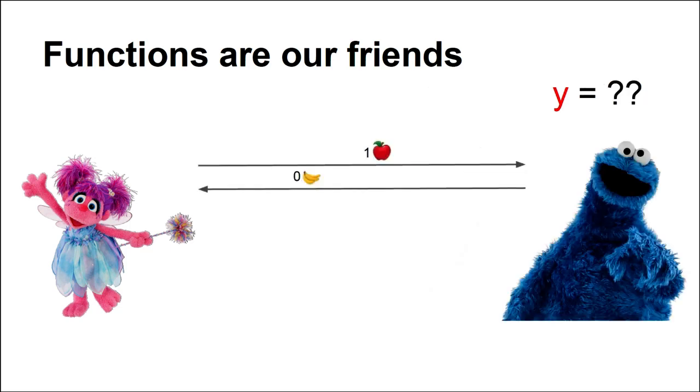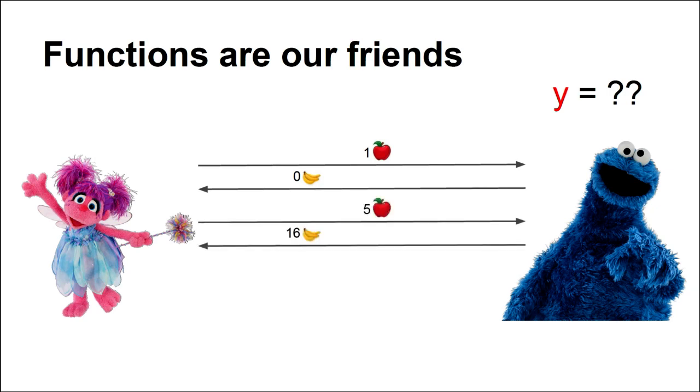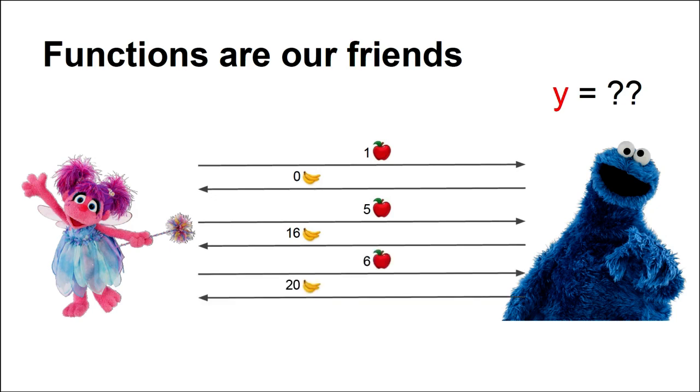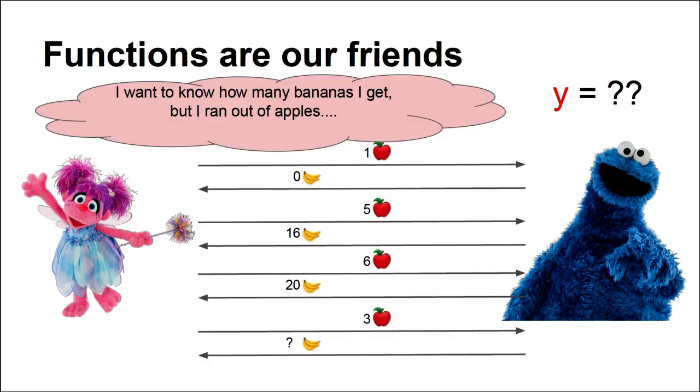So what she's going to do is give him 1 apple and then she gets nothing back. Then later she gives him 5 apples and the Cookie Monster gives her 16 bananas, and then she gives 6 apples and receives 20 bananas. Now she ran out of apples and wants to find out if she gives the Cookie Monster 3 apples, how many bananas will she get back?